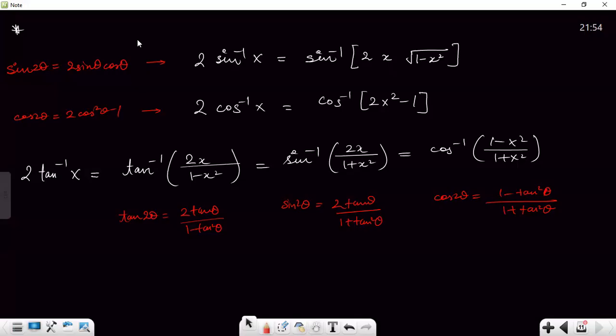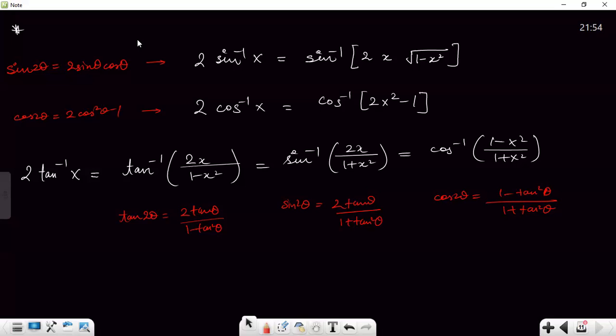Cosine of 2 theta is equal to 2 cos square theta minus 1, which now becomes 2 sine inverse of x is equal to cosine inverse of 2x square minus 1. Or 2 tan inverse of x: tan 2 theta is equal to 2 tan theta by 1 minus tan square theta, which now manifests as 2 tan inverse of x is equal to tan inverse of 2x upon 1 minus x square.